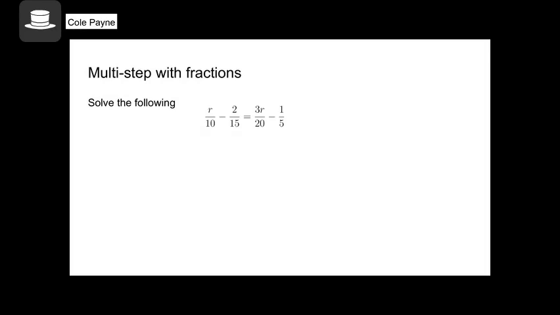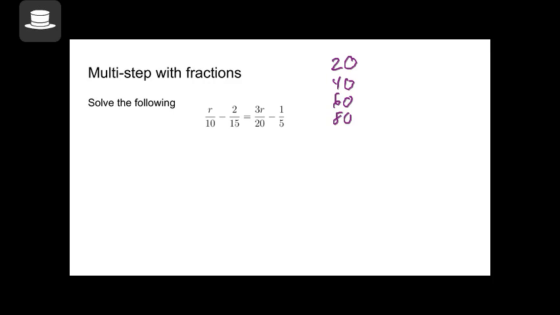Okay, so now if I have fractions, so I have a multi-step equation that involves fractions, and to add or subtract anything, again, I need a common denominator. An easy way to find a common denominator is to write out the multiples of each of these different denominators. Let's start with the biggest one, 20. So I would go 20, 40, 60, 80. All I'm doing is increasing by 20.